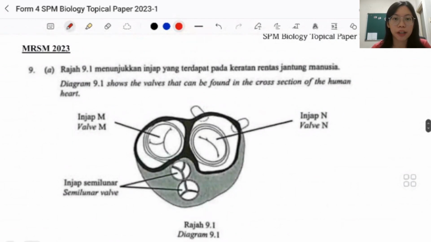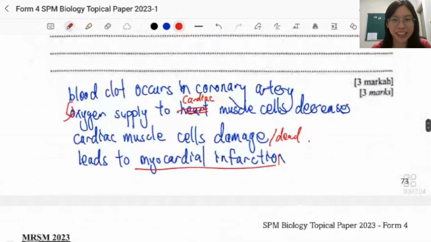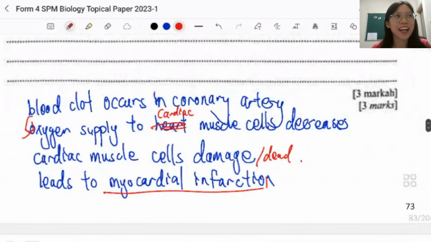And moving on to the MRSM paper. Oh yeah, to add on something: there is something called angina, right? That one is chest pain. Why does it lead to chest pain? It's because there is a narrow lumen of the coronary artery. The blood supply is not enough.